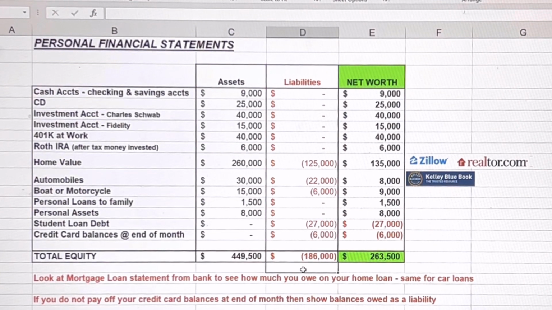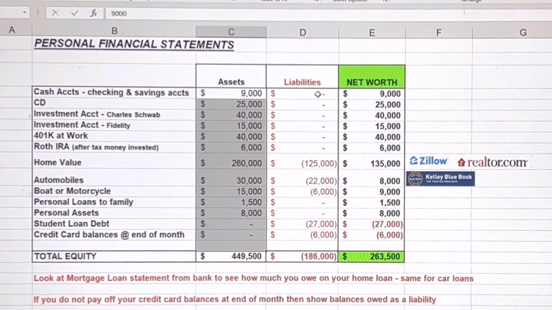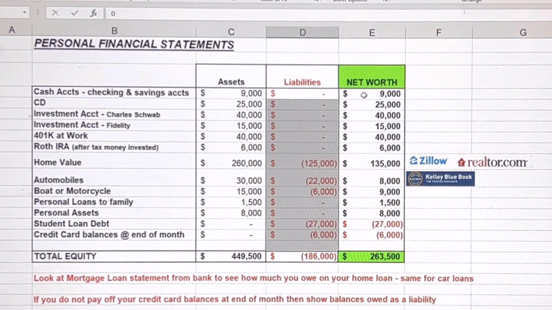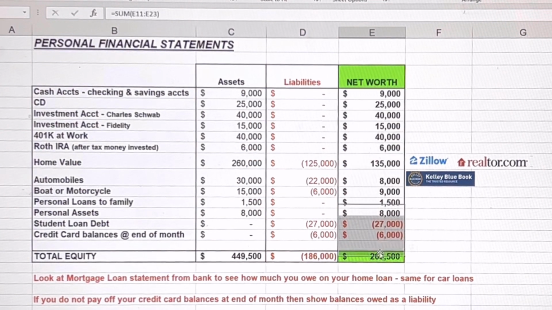So in this person's case, they have $449,500 of assets. They have $186,000 of liabilities. This person's net worth is the difference between these assets minus these liabilities. So this person has $263,500 in net worth.